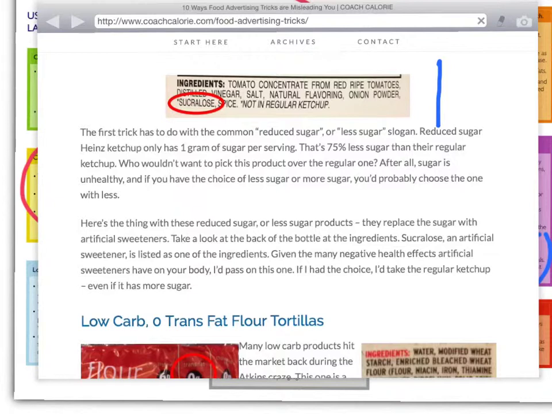And you guys are living in a time where this is kind of cool because you can look this stuff up. So if you're really interested in it and you're like, sucralose, that sounds like sucrose, should I look it up, find out what it is? So you're lucky in that sense.